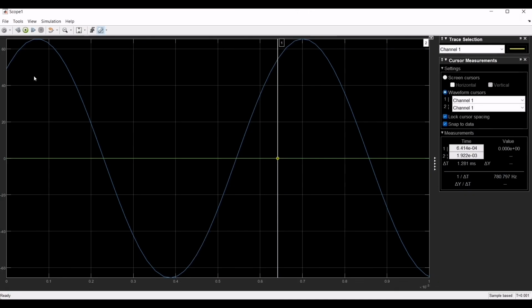This is the one for voltage. You can see the amplitude is more than 60. So if you put everything together, the graphs for the current will be extremely small. That's why we separate the current and the voltage.